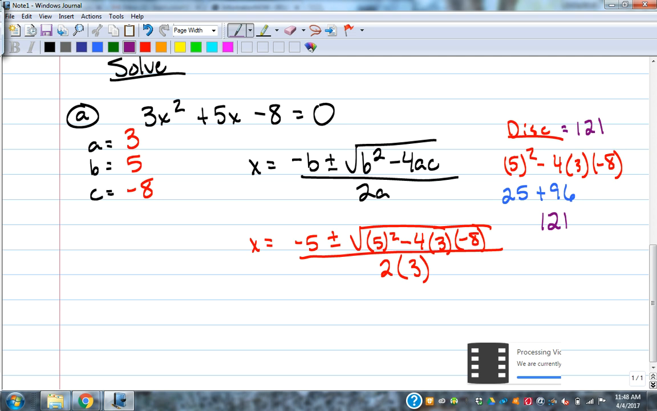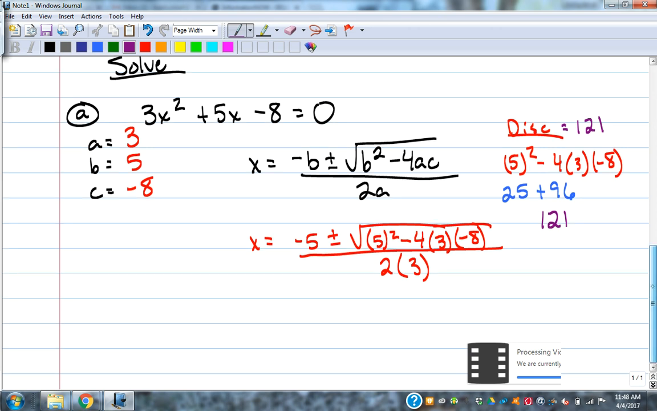That's a positive number. So how many solutions and what kind do I have? 2 real solutions because that's a positive answer. If the discriminant is positive, then it's going to be 2 real solutions. All right. So that simplifies my formula a little bit. And then now I have -5 plus or minus the square root of 121. And then 2 times 3 on the bottom is 6. What's the square root of 121? 11. So I have -5 plus or minus 11 all divided by 6.